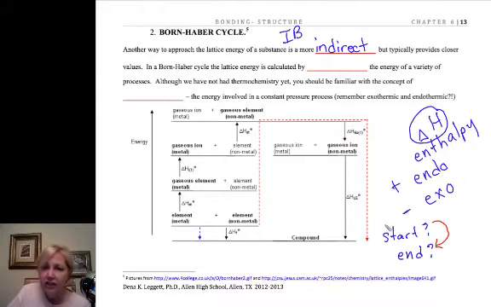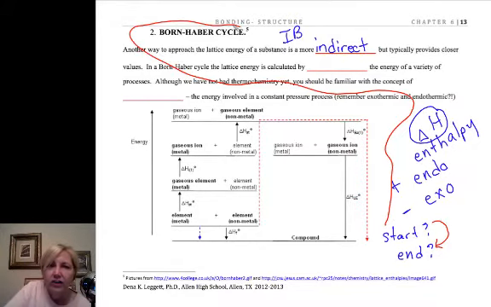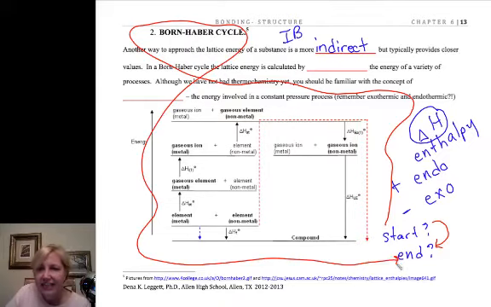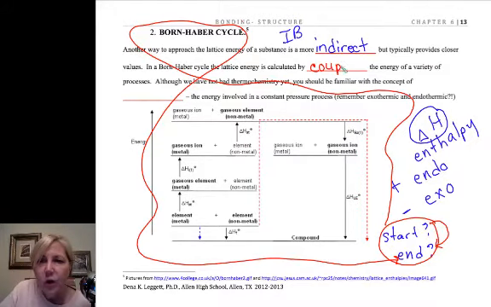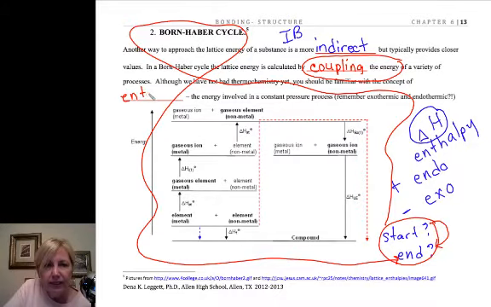I can go directly start to end that way, or I can go start to end all the way like this. With this kind of function, it doesn't matter. The only thing that matters is the starting point and the ending point. And so what we do is calculate the lattice energy by coupling or combining. This coupling of energy is a very important concept of a variety of processes. Now, again, we haven't had thermodynamics, but I think we'll be okay with this concept of enthalpy.